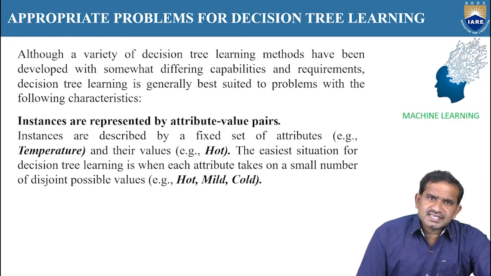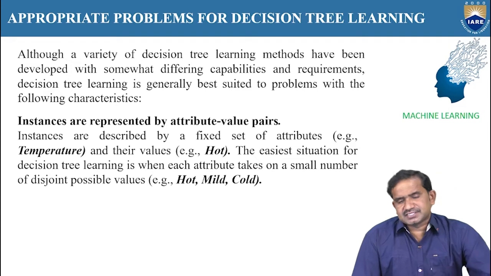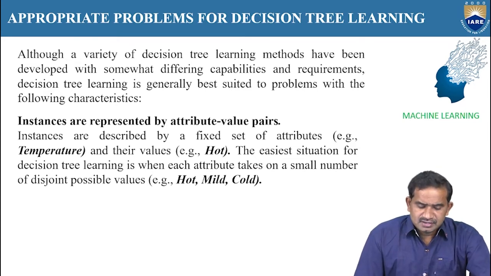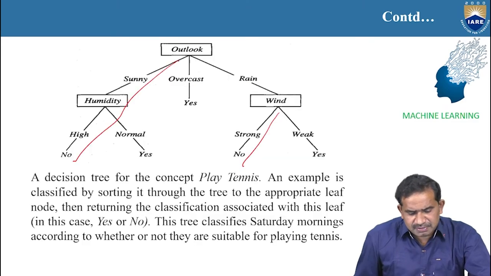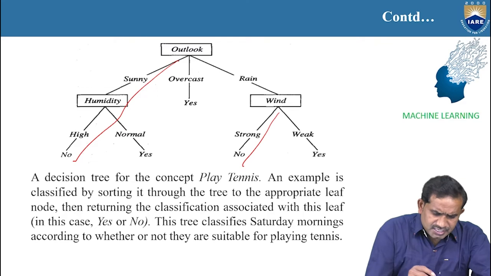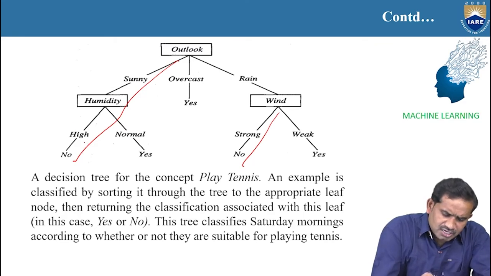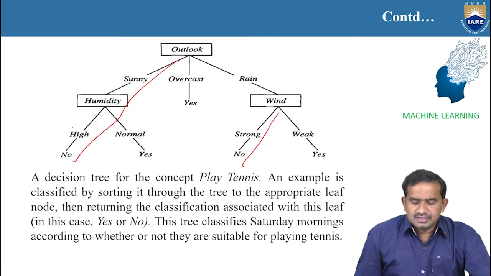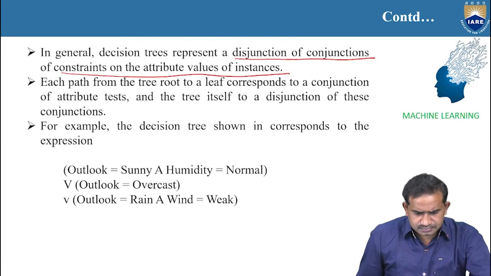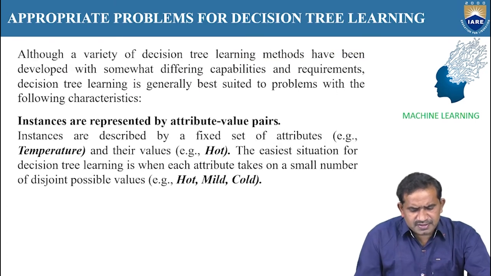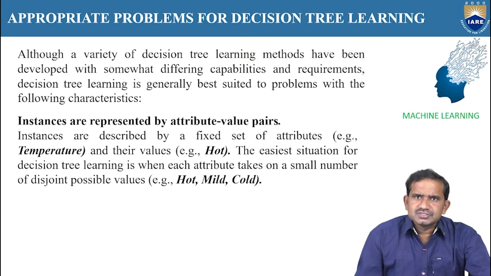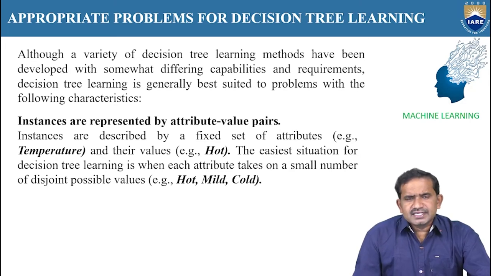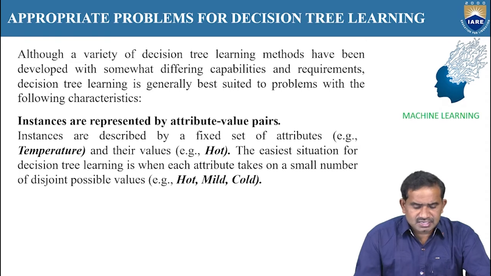In this decision tree learning algorithm, instances are represented by attribute-value pairs. For example, take an attribute and then take its value also. For example, humidity is the attribute and the attribute value is high. Instances are described by a fixed set of attributes.